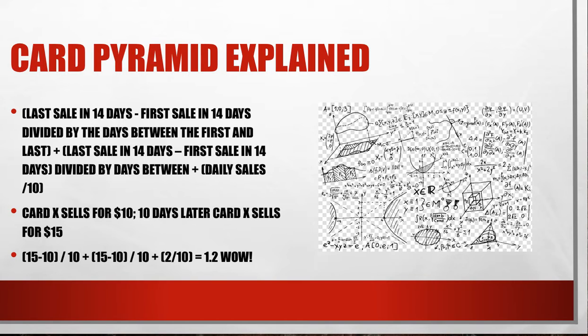So what we do is you take that, we plus it to the last sale in 14 days minus the first sale in 14 days, and we divide that by the days between. So the first time we did it by the days between the first and last, well, this time we're going to do it between the total days. And then we add that to the sales daily divided by 10. And boom, we got our pyramid score.